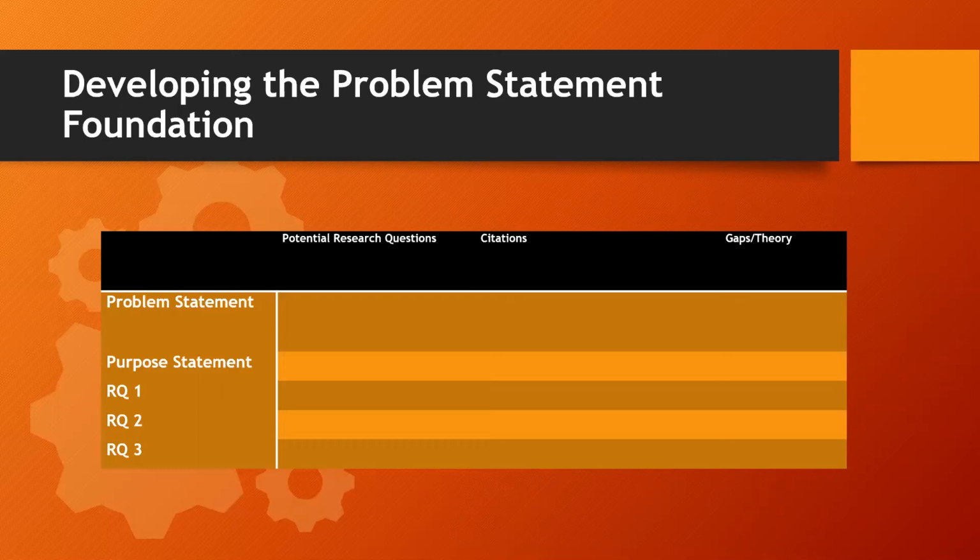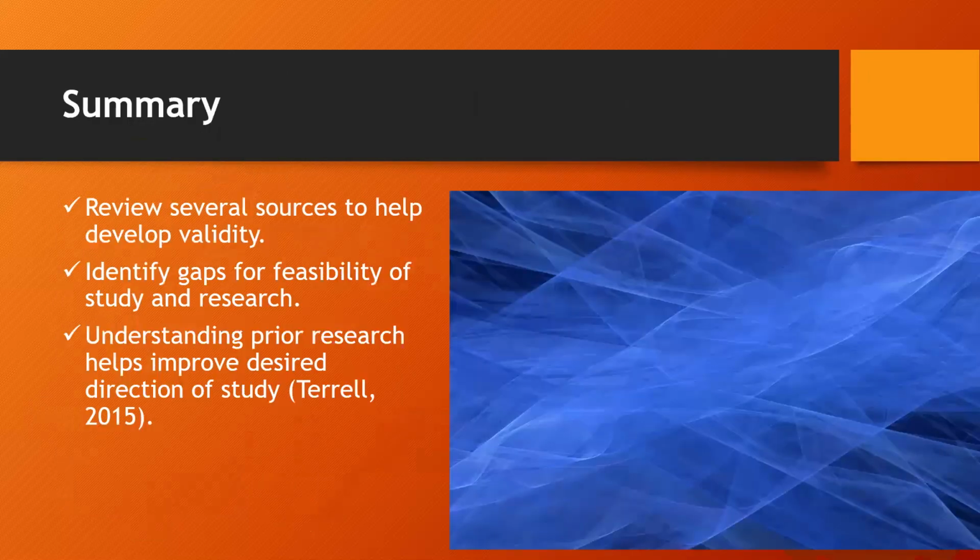You want to provide your citations, because you always want to build your problem statement from existing research and from a theoretical perspective. And if there's any gaps or any theories that you may find that could be helpful in developing your problem and your purpose statement, you should include that, because by understanding those gaps and understanding the theoretical framework that you propose to use for your study, it will help you further develop your study and also help further craft your problem statement. In summary, review several sources to help develop the validity of your study.